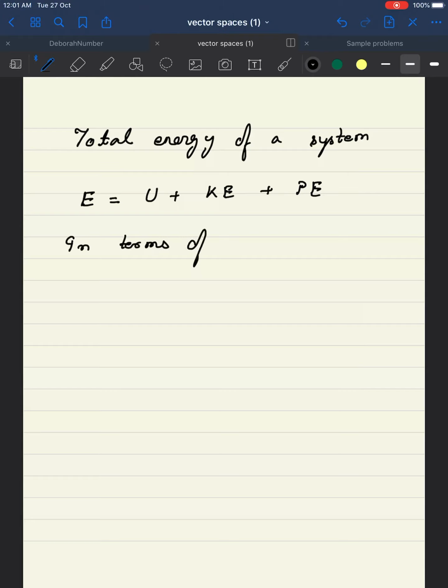Okay, so in terms of the specific quantities, the equation basically becomes e, where e, let's say, is the specific form of the total energy, and u, small u, is the specific form of the internal energy, and we have half V square plus G.